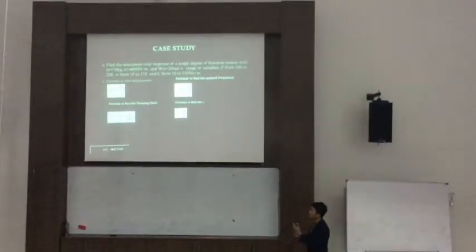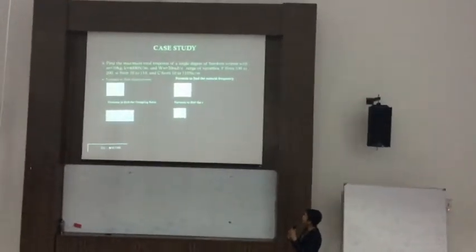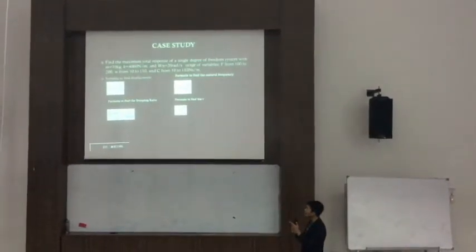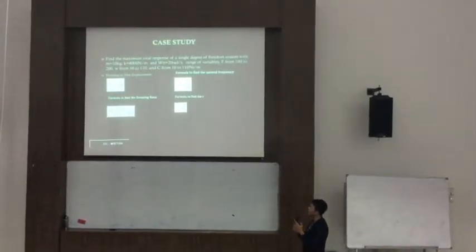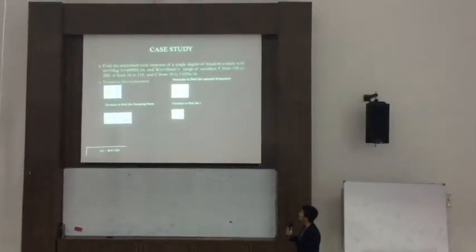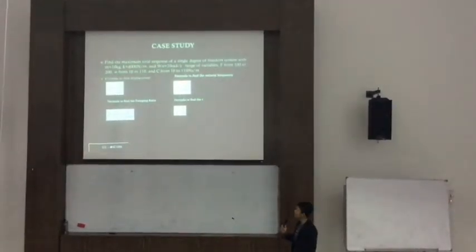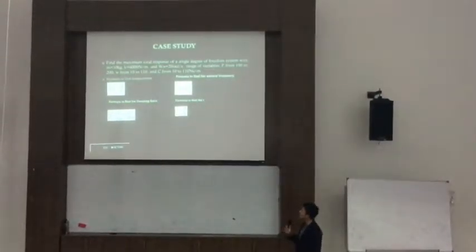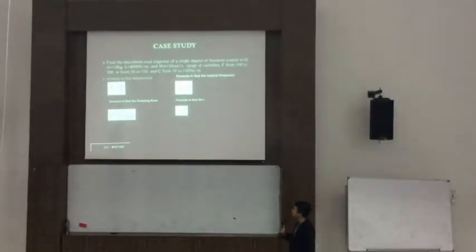This is my case study. I want to find the maximum total response of a single degree of freedom system, where m equals 10, k equals 4000, and omega n equals 20 radians per second. Range of variables: f from 100 to 200 Newton, omega from 10 to 110, and c from 10 to 110 Newton second per meter.